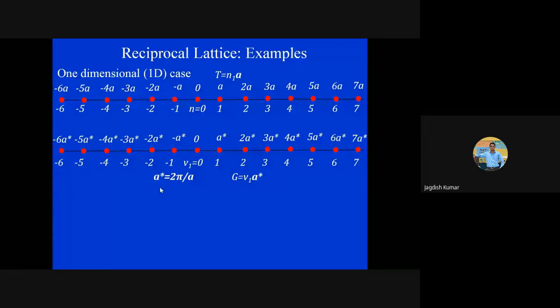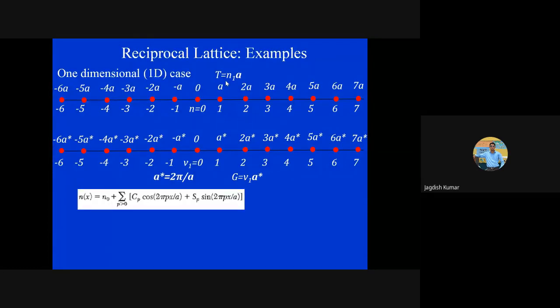And what is this G representing? This is representing the translation operations with respect to which our reciprocal space lattice is invariant. So T represents the translation operations with respect to which the real space lattice is invariant, and G represents the translation operations with respect to which the reciprocal lattice is invariant. I hope this is clear to you.